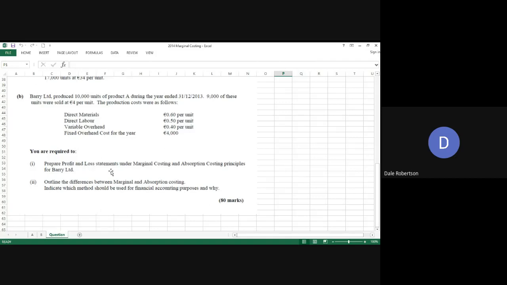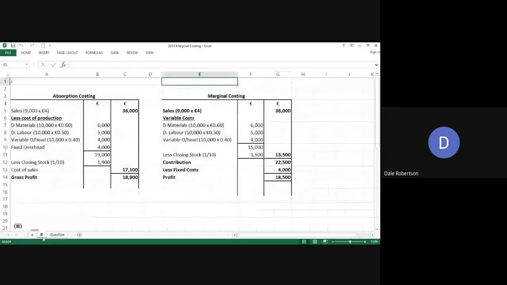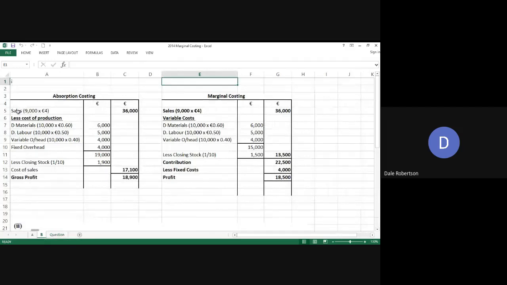It says prepare the profit and loss statements under marginal costing and absorption costing principles. There is a difference in how marginal costing, which we're currently doing, and how absorption costing that we've done previously measures these things. We're going to compare them side by side like this. So let's do the absorption costing first, because it's the more straightforward one. You're going to do your sales. Your sales are 9,000 units by 4. That's 36,000. And then you're going to take away all of your production costs.